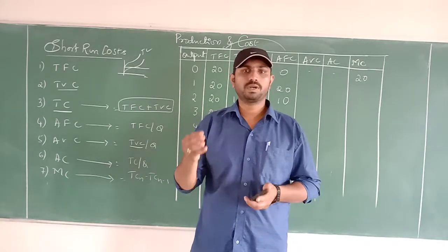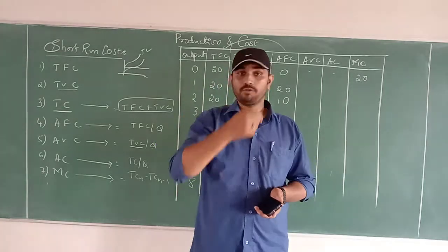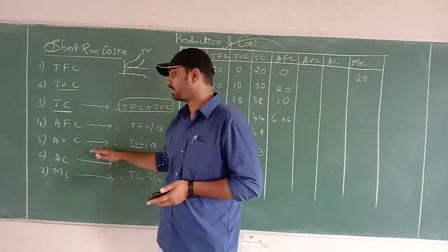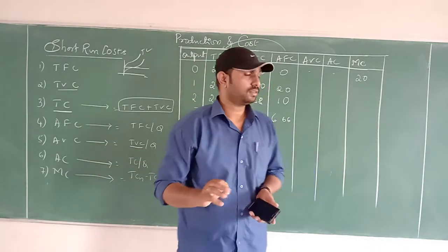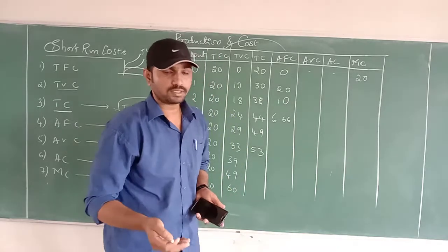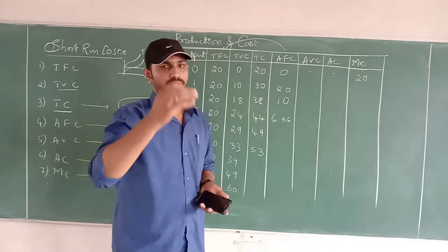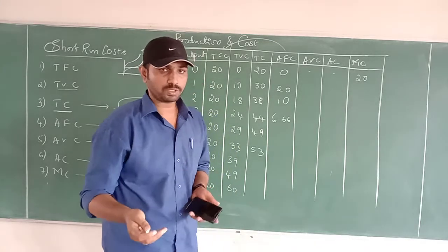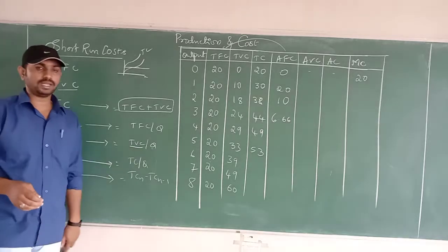In such case, one must take care of per unit calculation of variable factors, and that is called AVC, which stands for average variable cost. For that purpose, you can go by AVC. AVC stands for average variable cost, that is per unit maintenance of variable factor of production. And the formula is very simple, that is AVC equals TVC by Q.